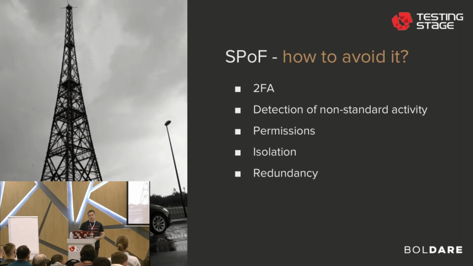Another thing to avoid a single point of failure can be detection of non-standard user activity. For example, if you know your users, you know what actions can be quite standard, and you can try to predict which actions would be a security threat. The next one is permissions. Related to permissions, there's this old rule to always use the lowest possible permissions. For example, you shouldn't use an admin or root user for everyday work.